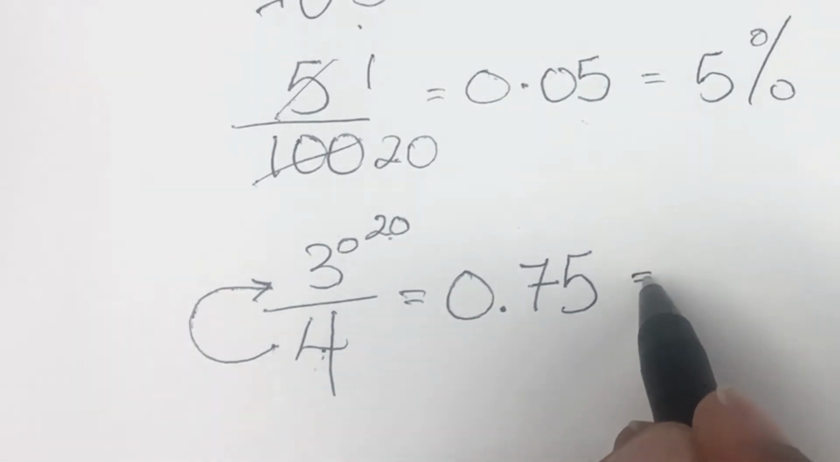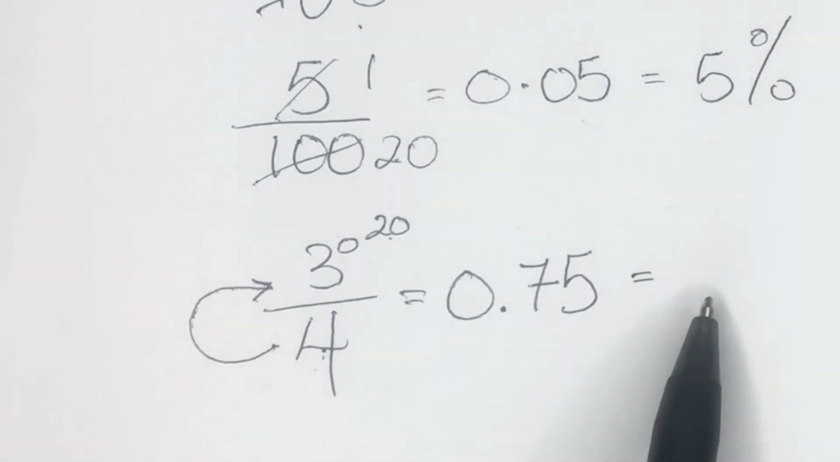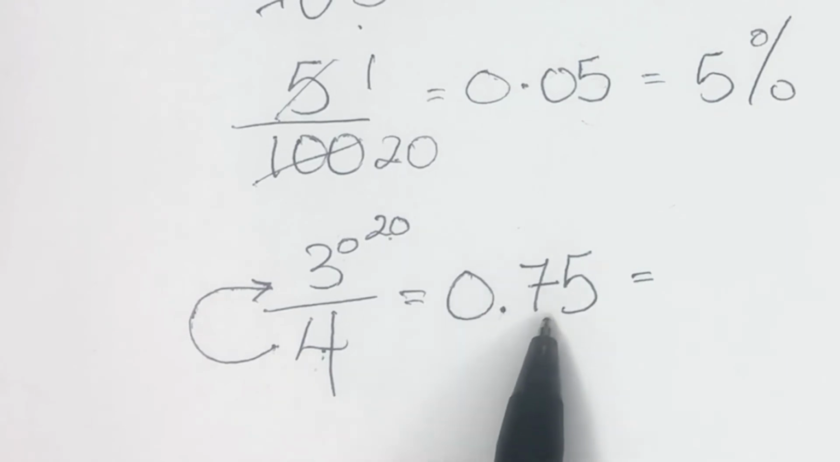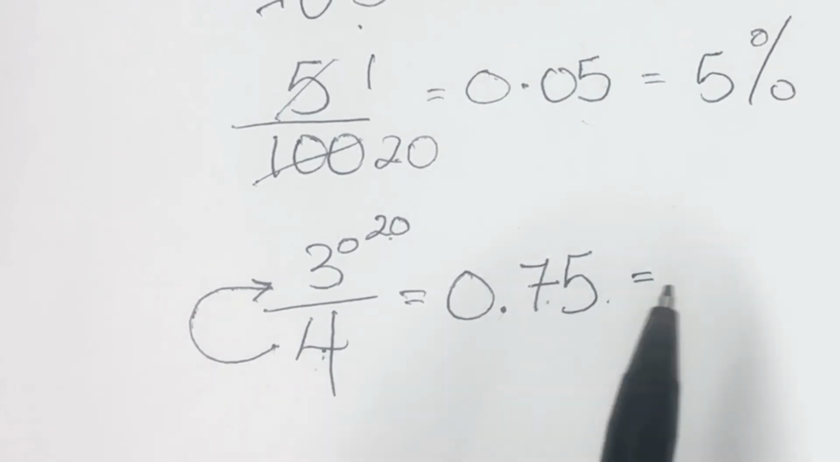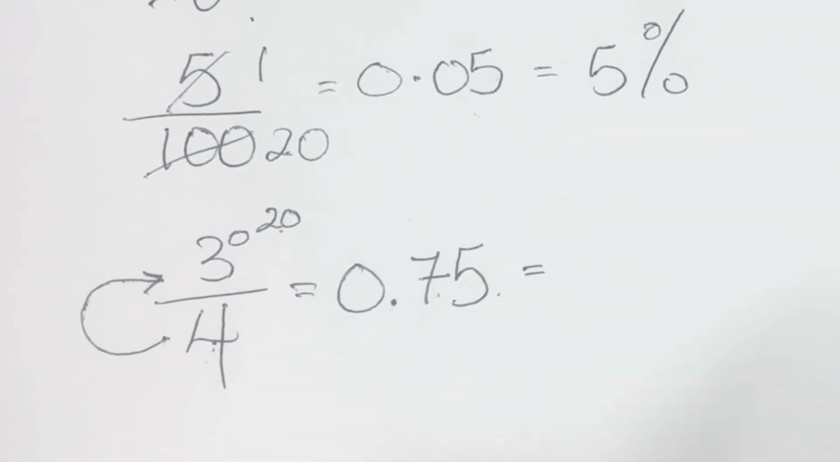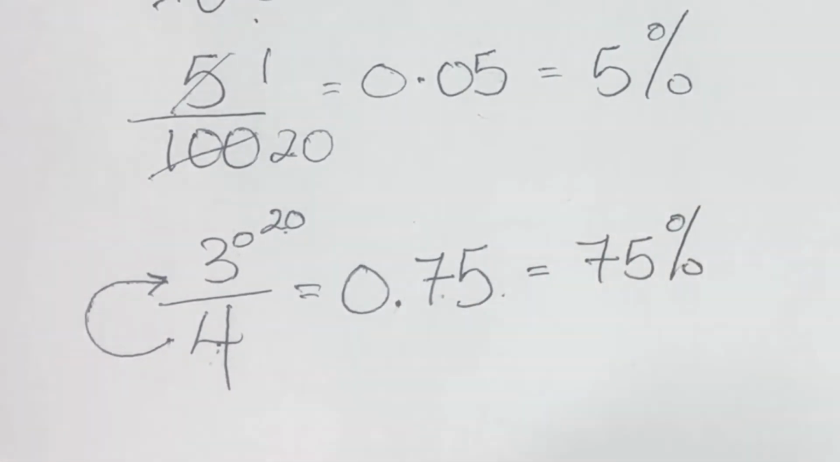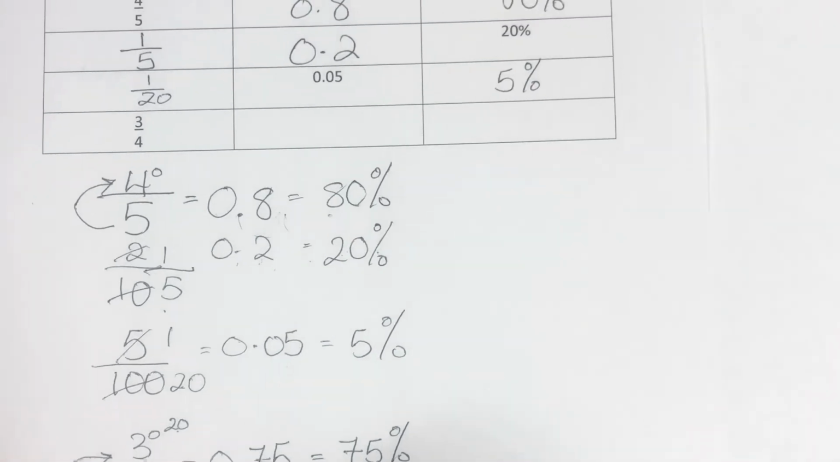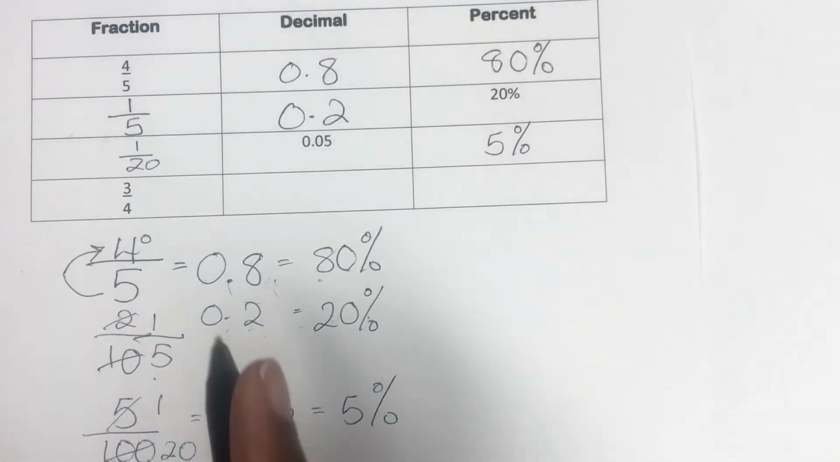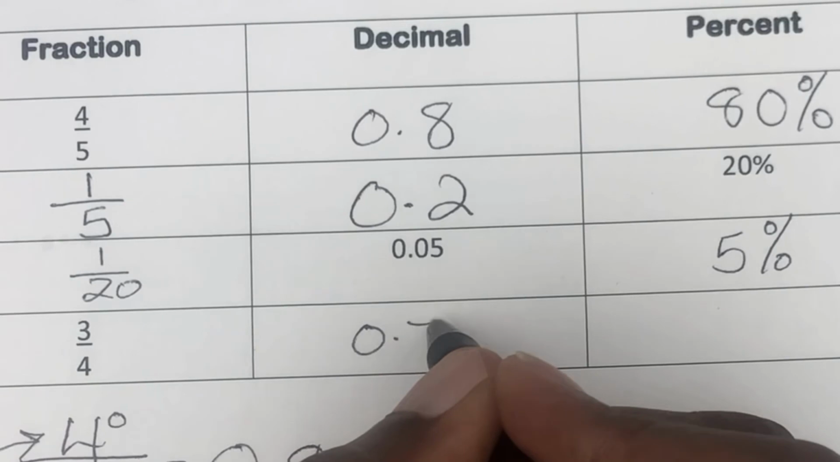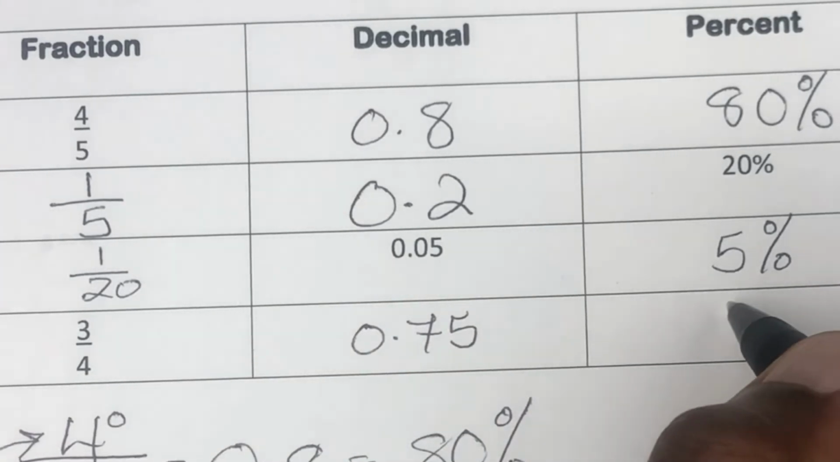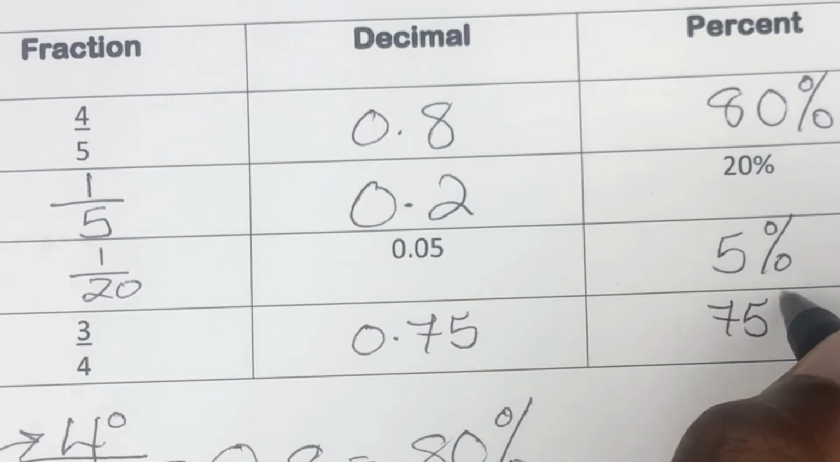Now we have to turn that into a percent. So we move the decimal 2 places to the right, which will give us 75%. So let's fill our table in. So 3/4 in decimal is 0.75, and percent is 75%.